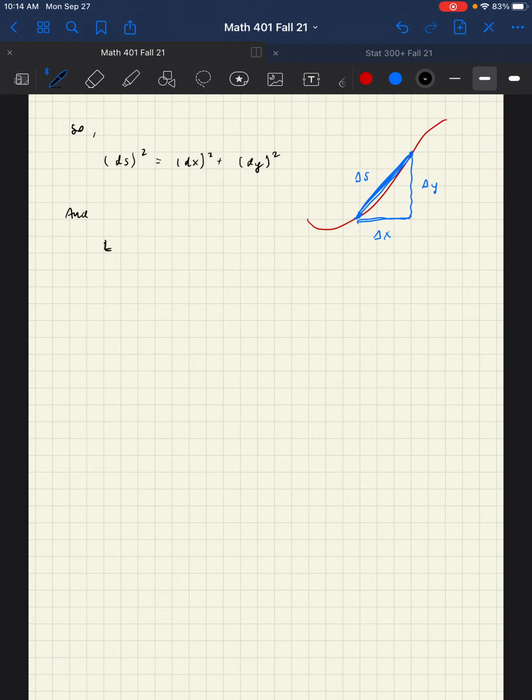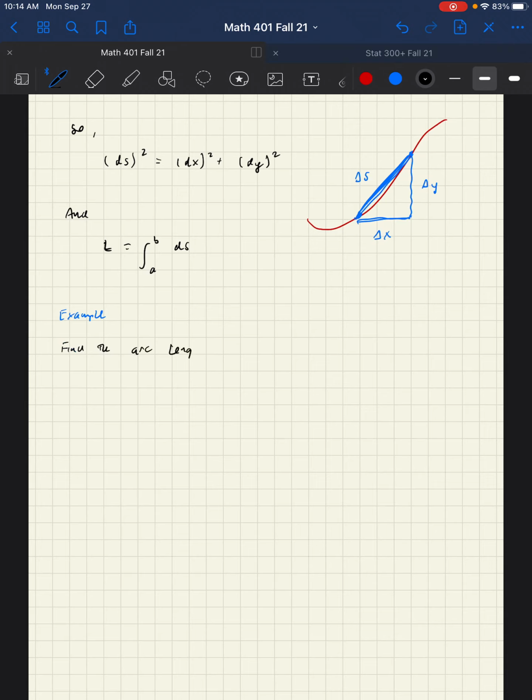And also importantly, we can write L, the arc length, as really the integral from a to b of ds. So by reparametrizing the function in terms of s, we are now taking the integral for arc length as literally just the integral of this infinitesimal.